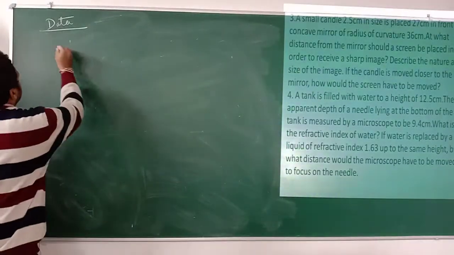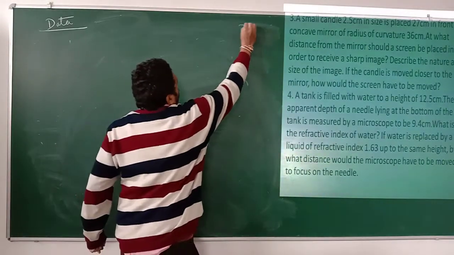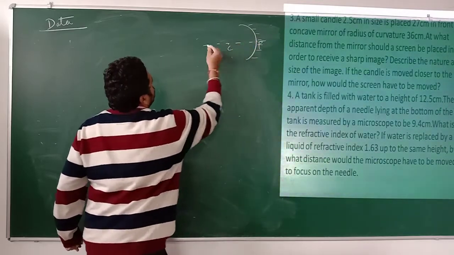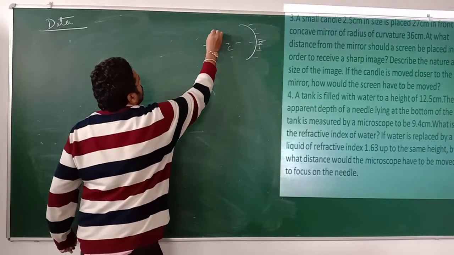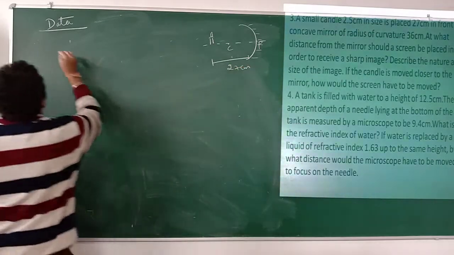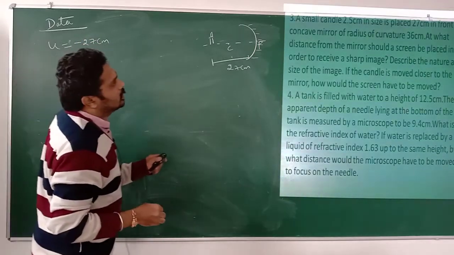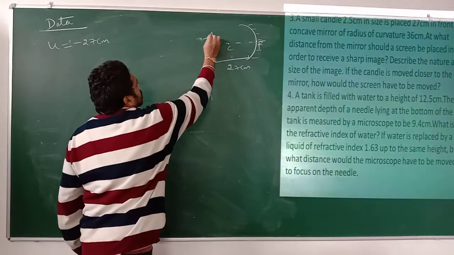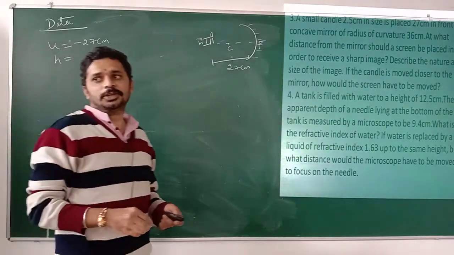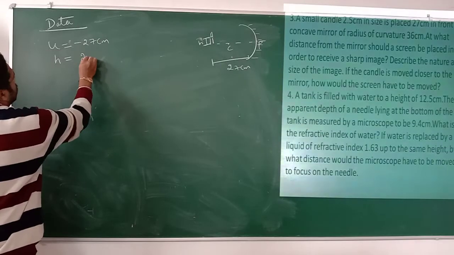Now, for this numerical, the given data: they gave a small candle. This is the concave mirror. This is the pole. This is the center of curvature. Assume this is the candle. They gave the object distance as 27 centimeter, so U is minus 27 centimeter. And this is the size of the object, H. The size of the object, or for a one-dimensional object we can use height also. The height is 2.5 centimeter.